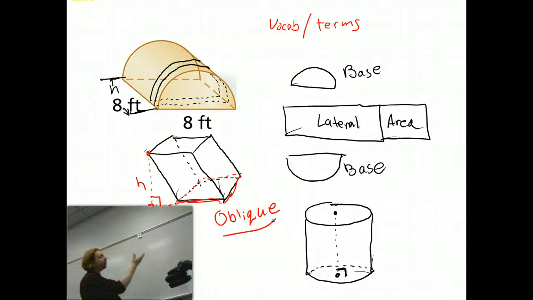Same concept here. But that still fits all the qualities of a prism. The difference is that the altitude is not one of the sides. It's not a lateral edge. It's kind of out there in space.